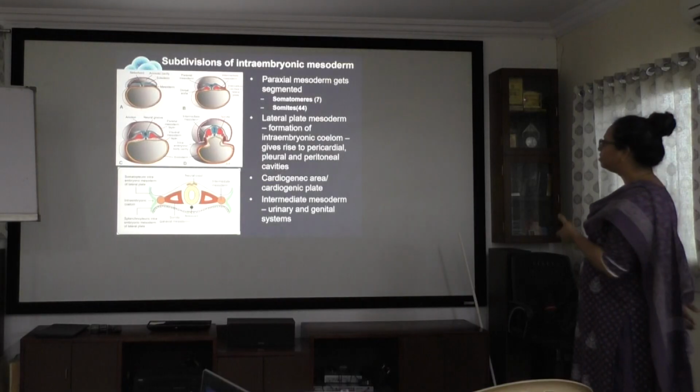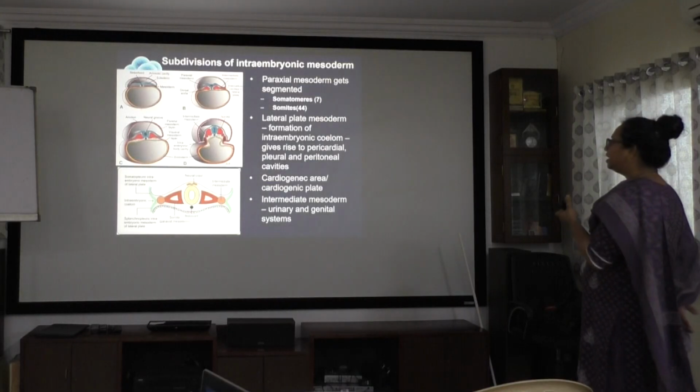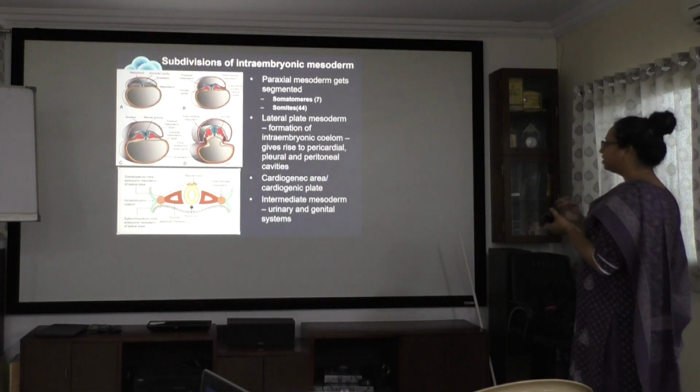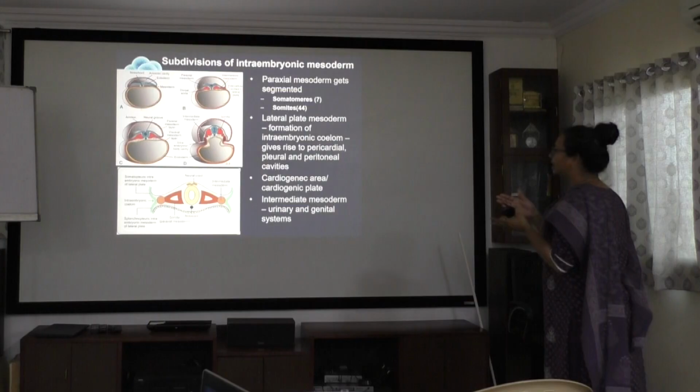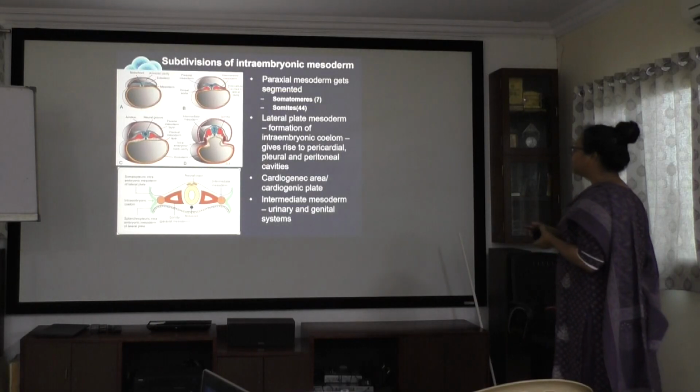Subdivisions of the intraembryonic mesoderm. The mesoderm which is present on either side of the notochord or neural tube in the central axis is called paraxial mesoderm.